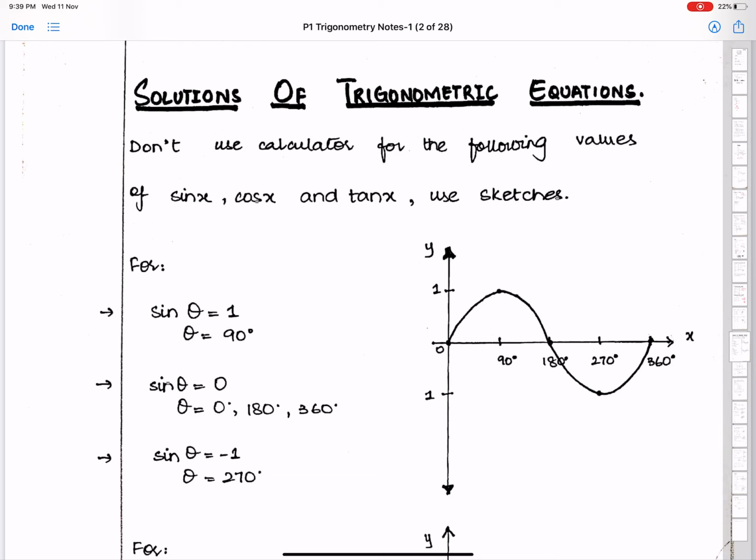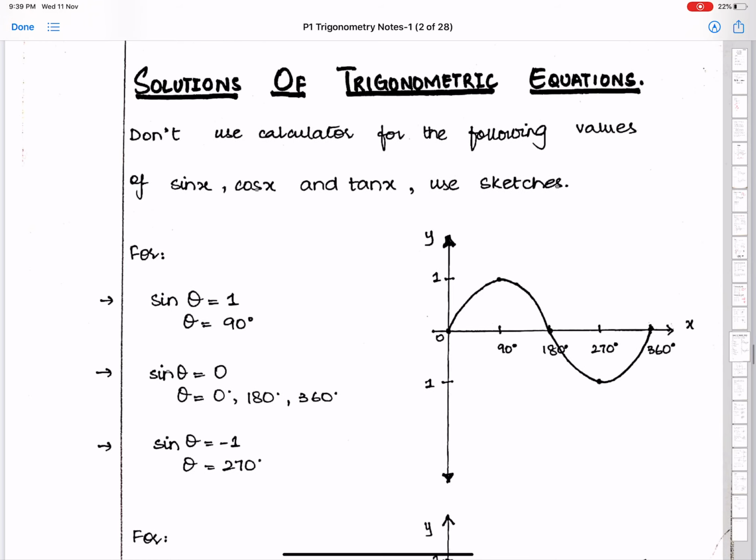Solutions of trigonometric equations. Don't use a calculator for the following values of sine, cos and tan, and use sketches instead. Like when sine and cos are -1, 0 and 1. For these particular values of sine and cos, don't use a calculator. For tan 0 and tan infinite, don't use a calculator to evaluate these values of tan.